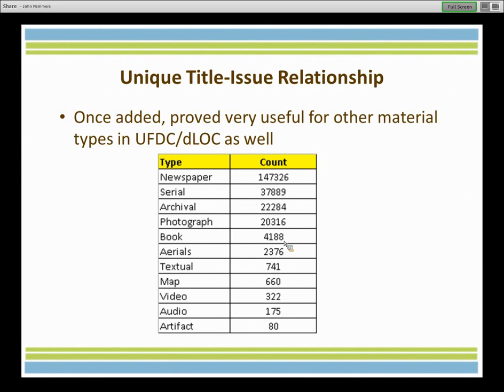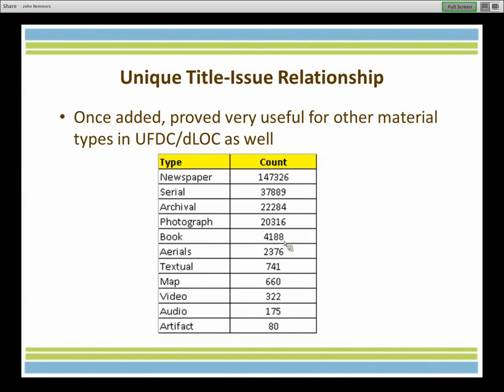Right, so we added the ability to have this hierarchy where you have essentially a title, like the Tampa Tribune or something, and then each individual issue underneath that. And there's quite a bit of flexibility in how issues get attached to titles. Basically, you can populate a hierarchical tree to say how you want them to be attached. Quite often for newspapers, it's just the year, month, day.